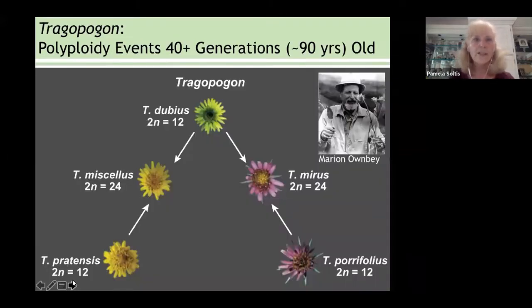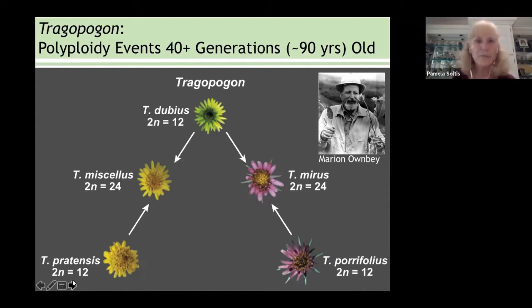Now, in my presentation today, I'm going to focus largely on the work that we've been doing on polyploids in the genus Tragopogon over the past few decades. And I'll use this as a jumping off point to investigate some additional themes about the origins of evolutionary novelty in polyploids in general.